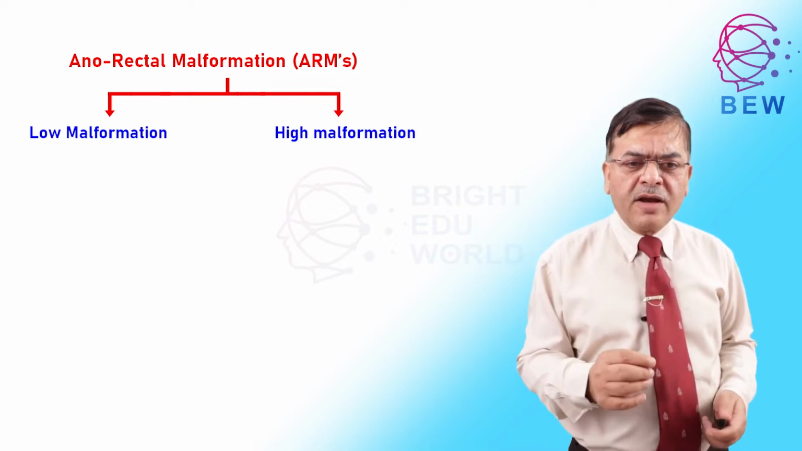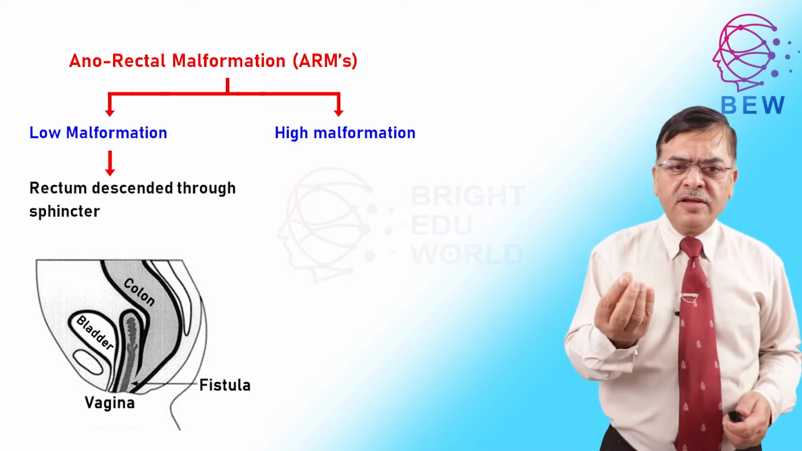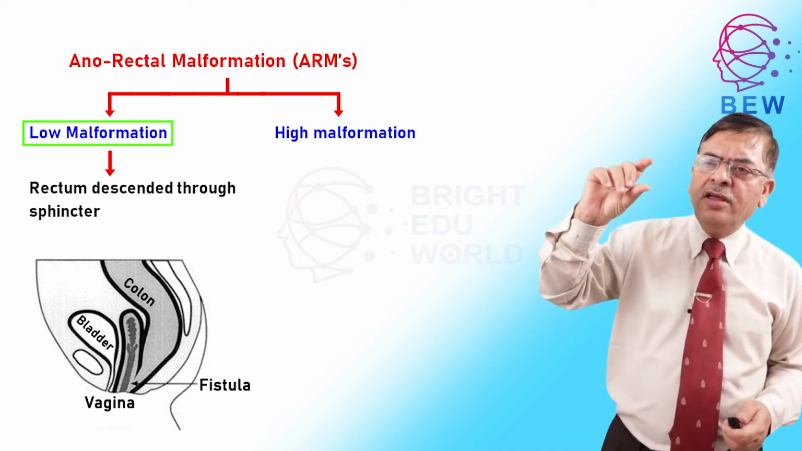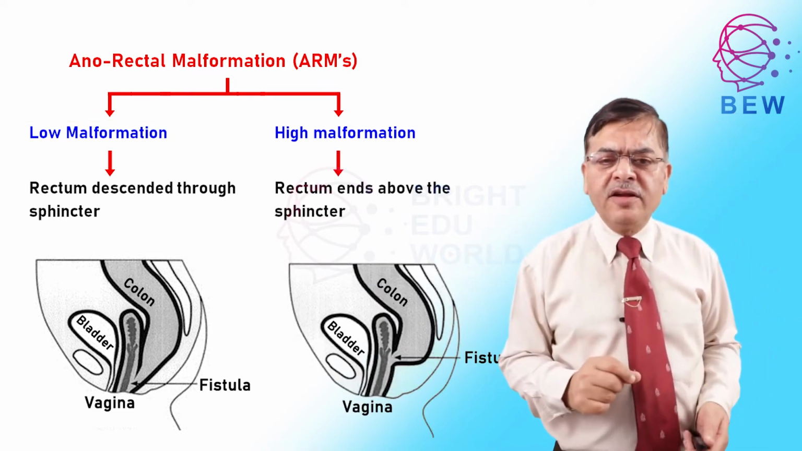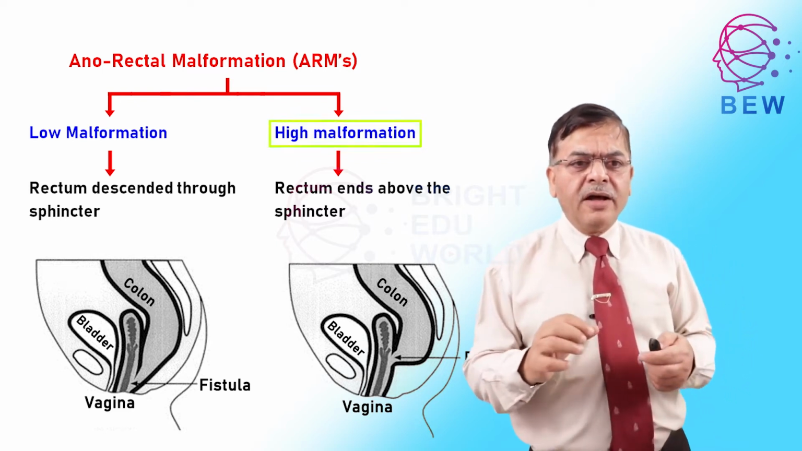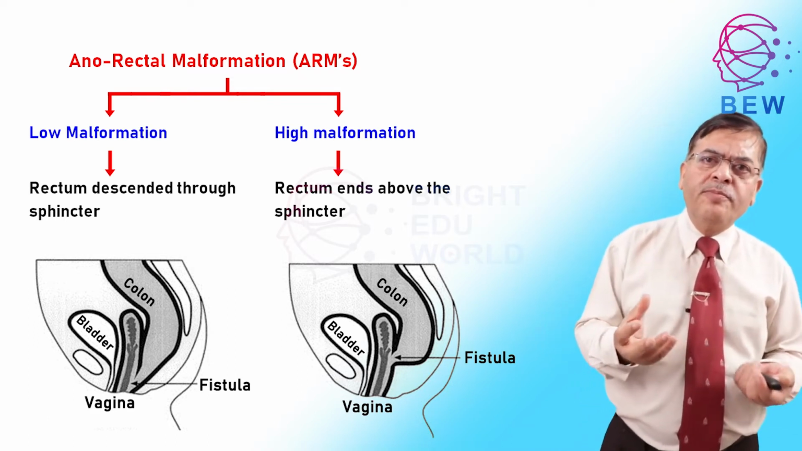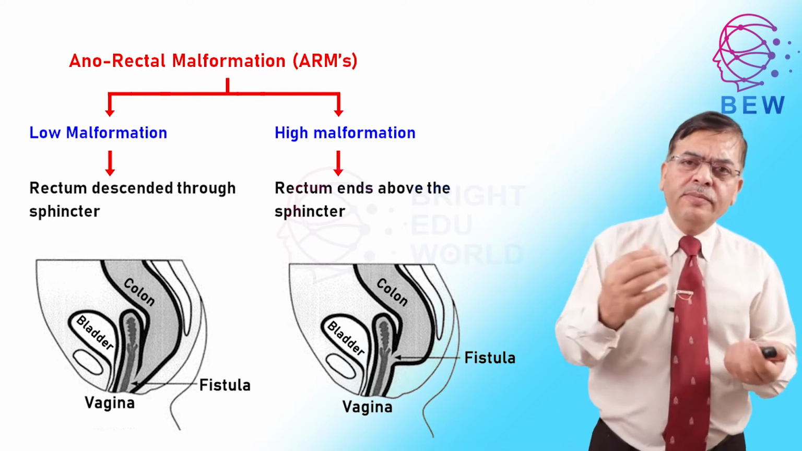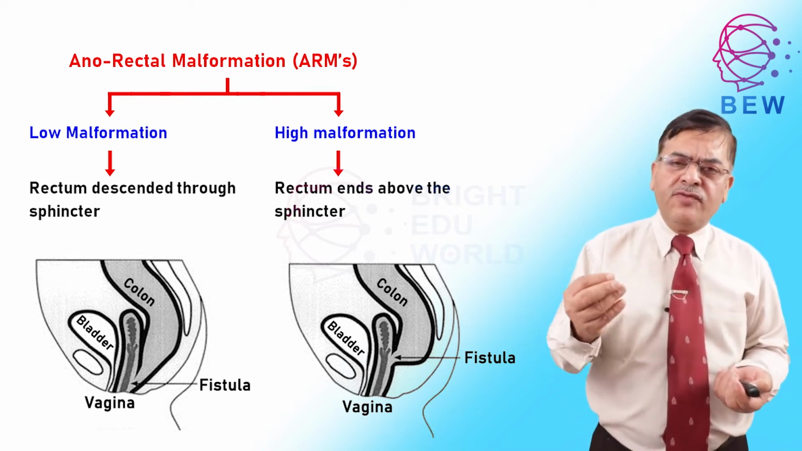If the rectum has descended through the sphincter complex, then it is low type. If it has stopped short of the sphincter complex and ends above the sphincter complex, then it is called the high type of the ARM. Since the rectum is not able to open properly outside, it has to find a channel to open, and generally it opens by a fistula.